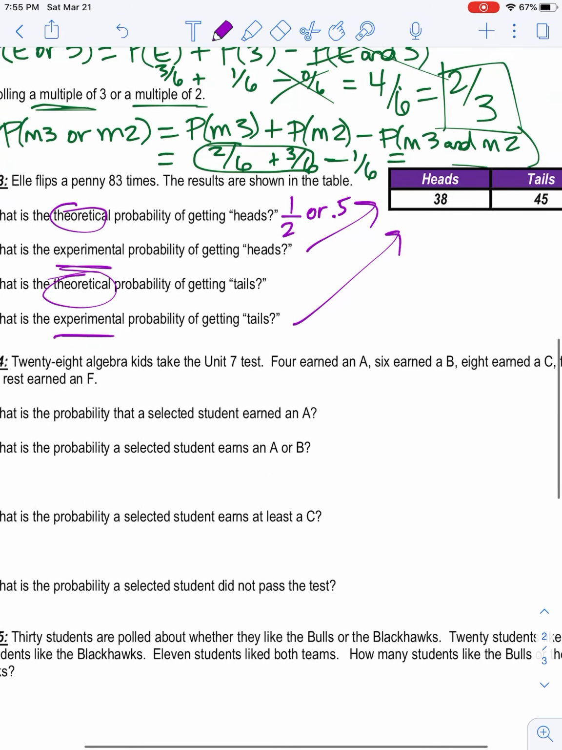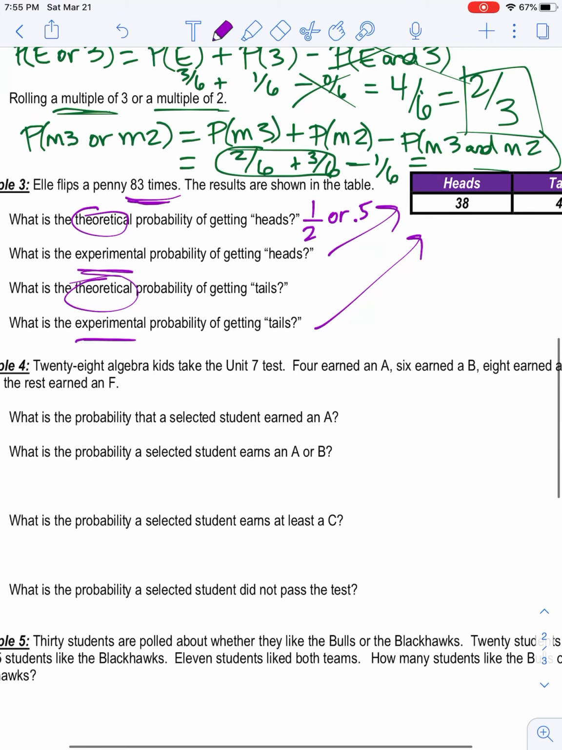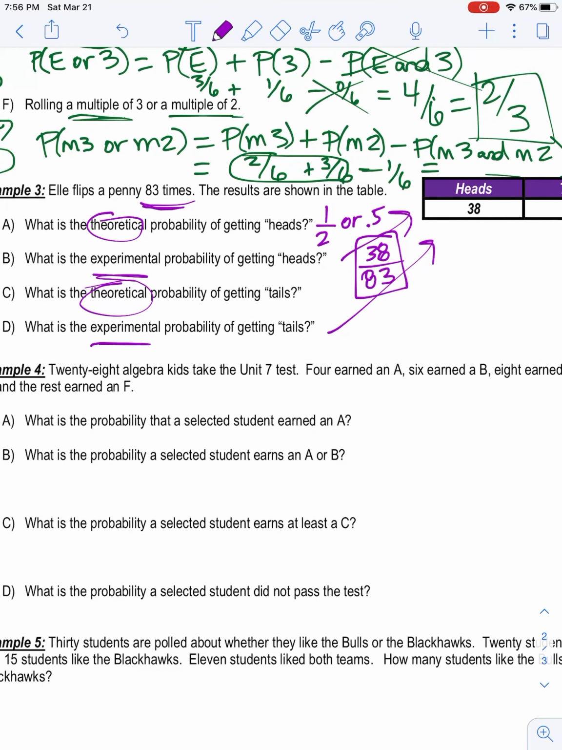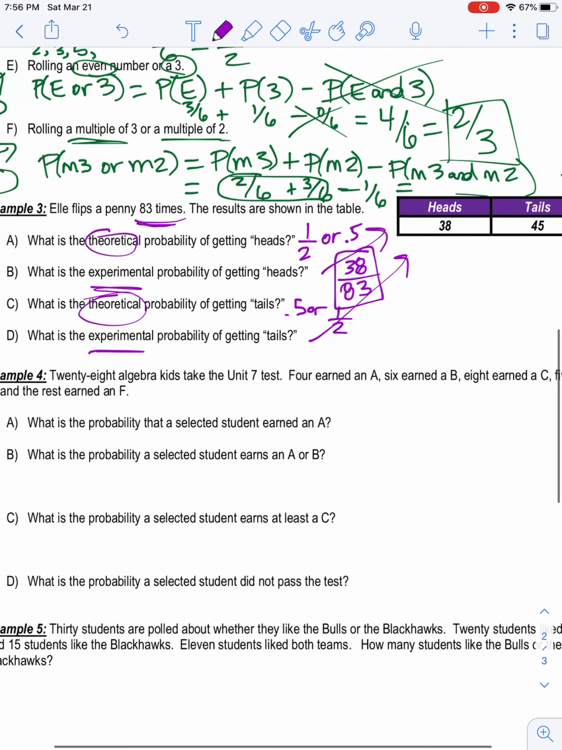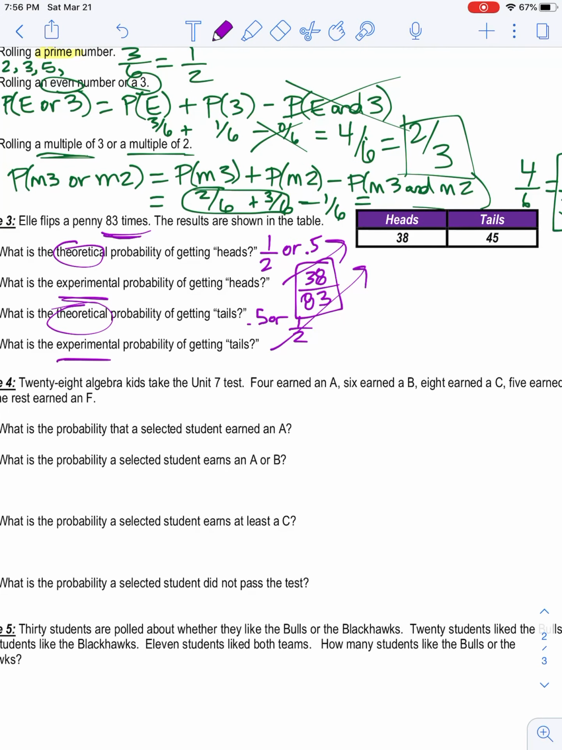Now experimental means in this trial of 83 flips, how many times did I get heads? So to get the probability, I'm going to take the number of heads, 38, divided by the total number of flips, which was 83. And I don't think that will reduce at all, so there's my answer. I'm just going to leave it as a fraction. For the theoretical probability of getting tails, just like part A, that's 0.5 or 1/2. But the experimental probability is the number of tails in this experiment divided by the total number of flips. We had 45 tails divided by 83 flips. So there's our answer to part D.